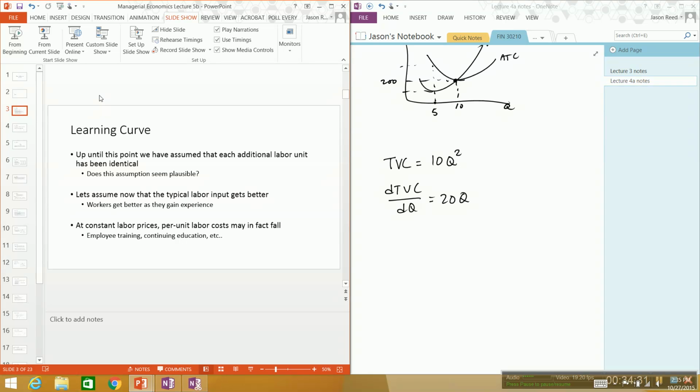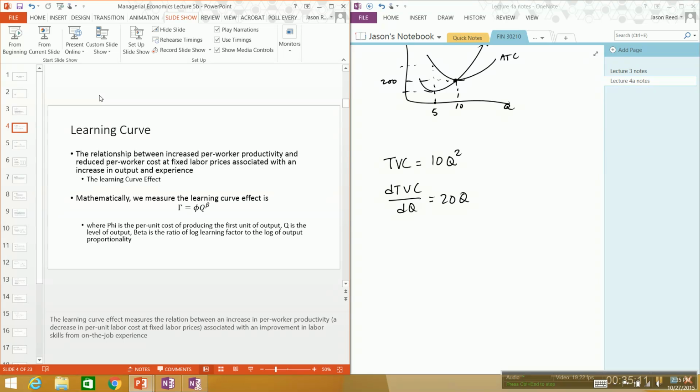So let's assume now that typical labor input gets better and workers get better as they gain experience. So at this point, what we want to do is compare your output level versus your cost, because although your wage rate might have stayed the same, you're now able to produce more units with the same number of inputs that you have. So why does this actually happen? Well, one is because you're just repeating the same job over and over again. Another reason is that you could get employee training, or you could have continued education in some way. So we're cultivating your human capital, and there's a variety of ways to do this.